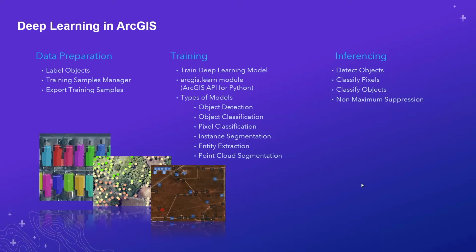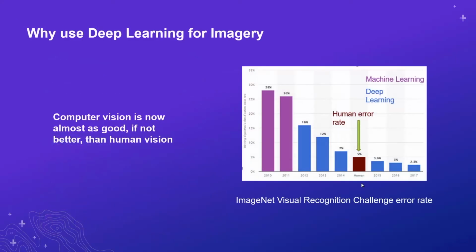So why should we be using deep learning for imagery tasks? Well, the short answer is that computer vision is now almost as good, if not better, than human vision.